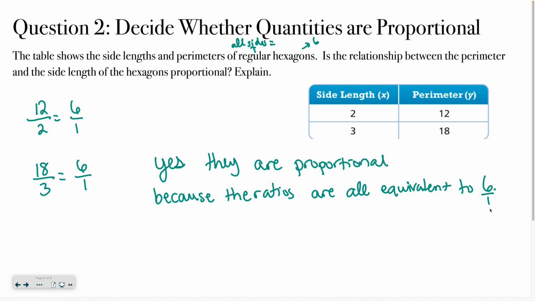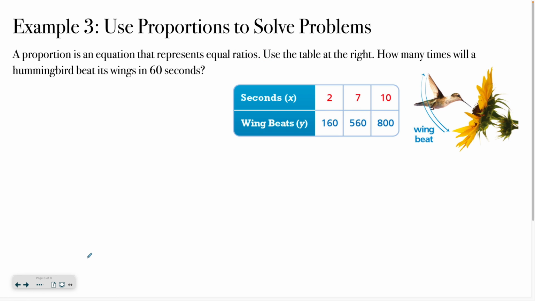All right, for this problem, hopefully you said yes, they are in fact proportional because the ratios are both equivalent to 6 over 1, right? If I were to do 12 divided by 2, that's 6 over 1. If I were to do 18 divided by 3, that's 6 over 1. So that tells me that these are proportional relationships.